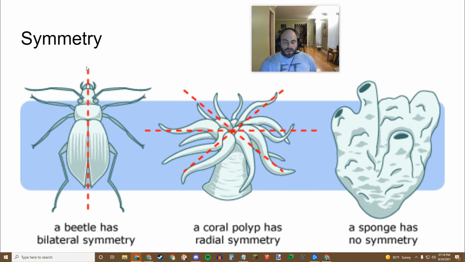But most animals are going to fall into this category over here, which is bilateral symmetry, where you have a single line of symmetry that separates the left and right sides.